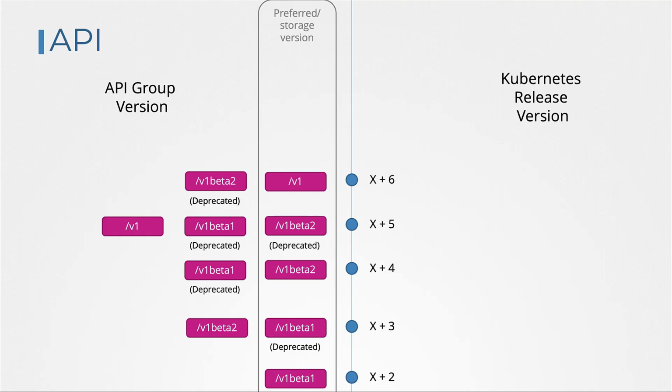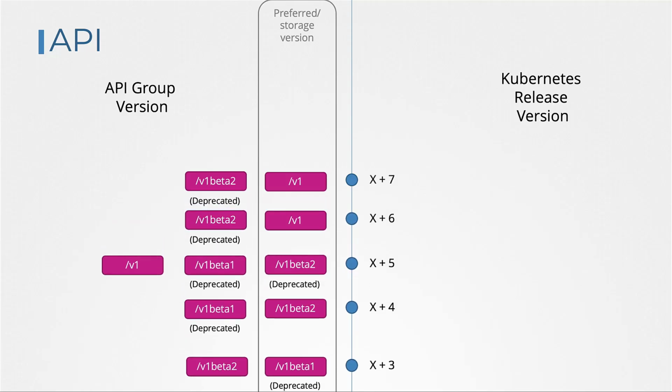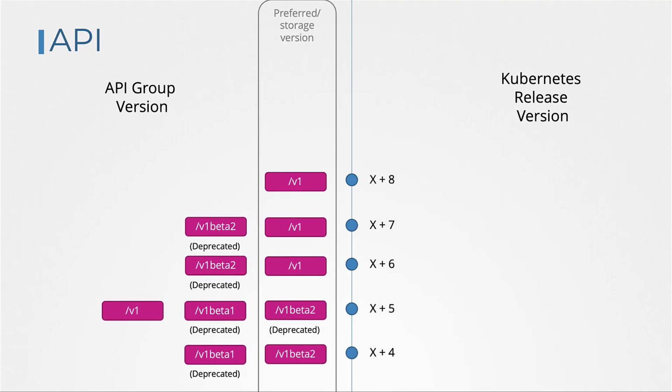With X+6, v1 can now be the preferred and storage version, while beta 2 is going to stay around for another release to complete its 3 release support. With X+7, nothing changes as beta 2 continues to stay around for the last time before it will be removed. And in X+8, beta 2 is removed and we are left with just the GA stable v1 version. That's kind of how a version progresses.